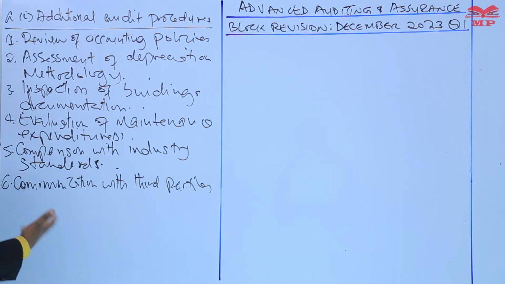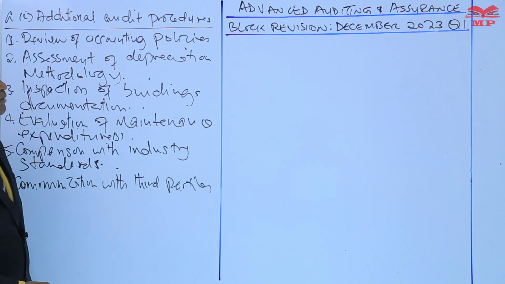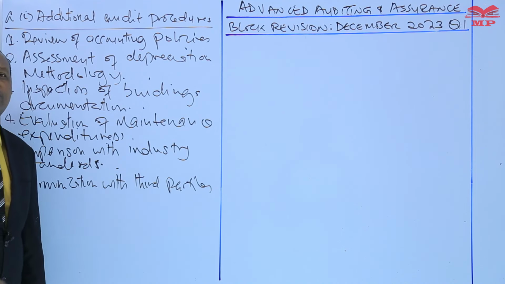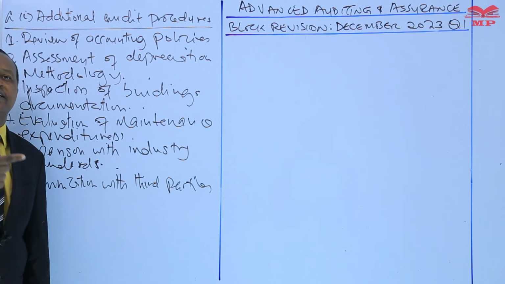So these are some of the audit procedures. They are not the only audit procedures. There could be more, but these are 6 audit procedures that the auditor can perform in relation to the buildings of Miradi Limited Company, which has not been providing for depreciation on buildings for the last 3 years.